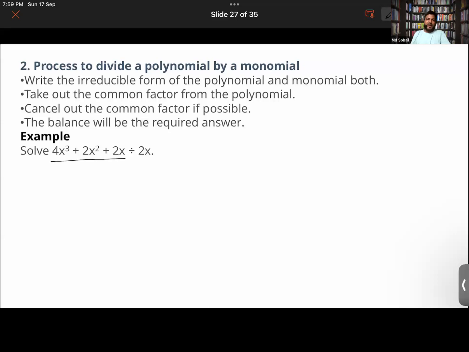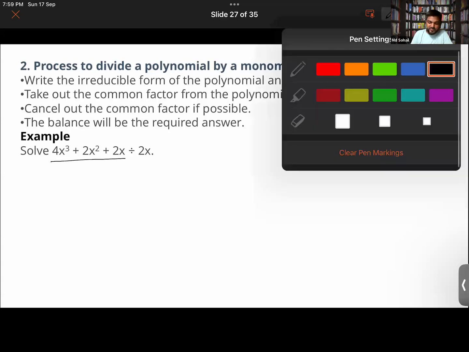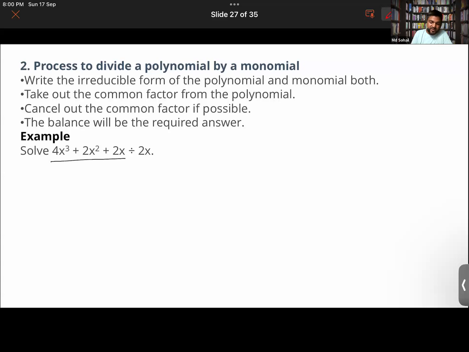Also, you will be using identities wherever possible. For example, the first process is that you need to bring it to the irreducible form. Just give me a moment. Okay. So you have to bring it to the irreducible form now. So let's do that. It can be written like this: 4 into x into x into x.